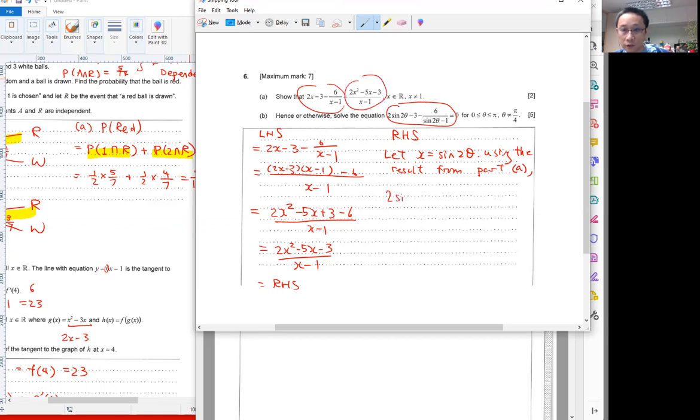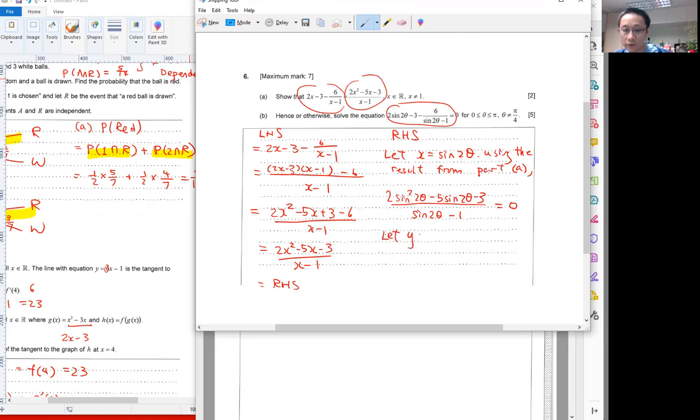So 2 sine squared 2 theta minus 5 sine 2 theta minus 3, all over a denominator, which is not going to be useful. So all that equals 0. You multiply the denominator over, it's still going to be 0. The top meanwhile is a factorizable quadratic.